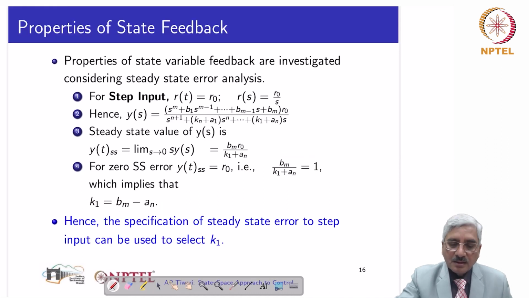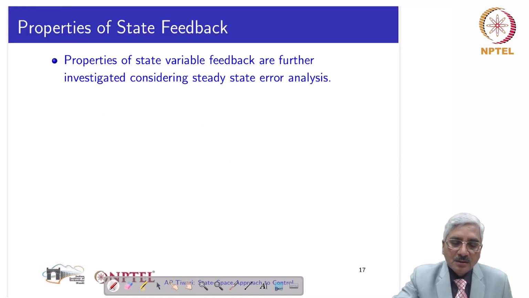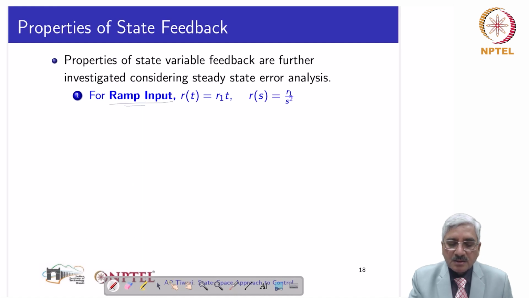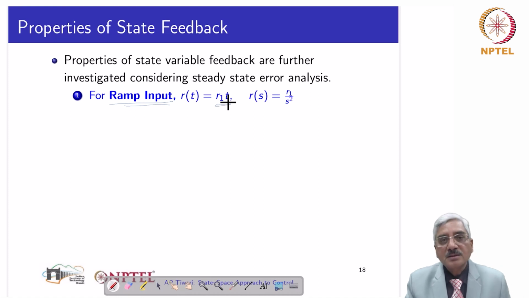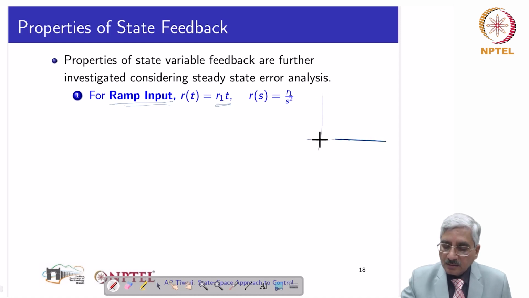We proceed ahead and we see for the ramp input. For the case of ramp input, as we know, ramp input is described by this. rt is a slope times t. rt is like this, and this slope is R1, we are assuming. This is how the ramp input behaves versus t. So the Laplace transform, this is Rs, which is R1 by s square.